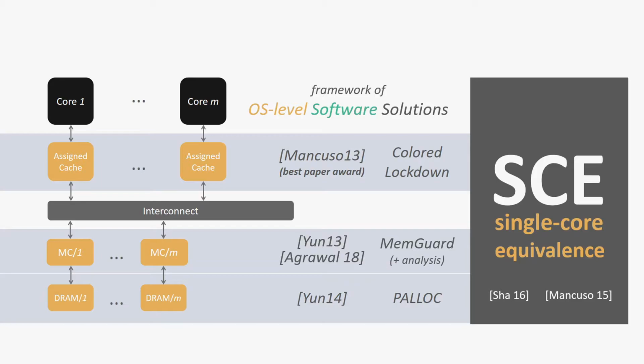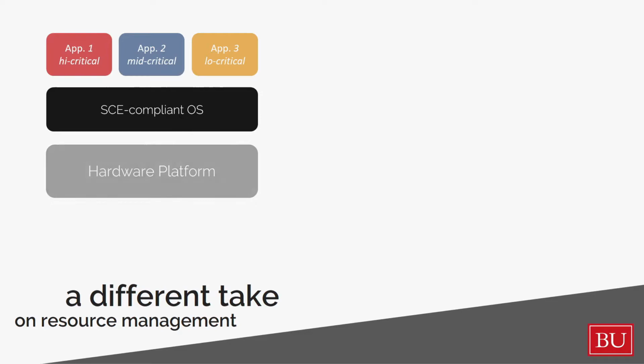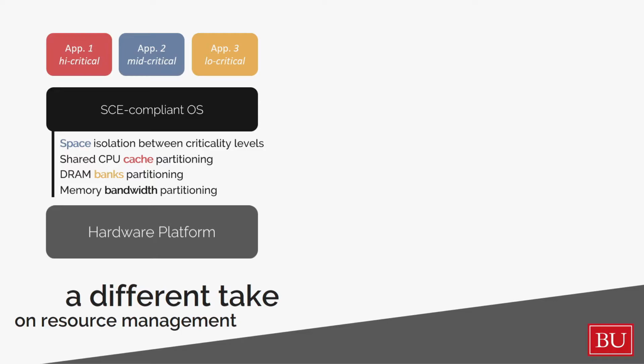So this has been an important milestone in this direction, but now we have actually started to realize that there is a more efficient take from a practical standpoint. Again, the SCE approach proposed to essentially have a full SMP OS handling all the cores in the system and not only performing the typical tasks of an operating system, such as scheduling or inter-process communication, but also enforcing space isolation, and implementing these techniques capable of managing shared hardware resources, such as cache partitioning, as we mentioned before, memory bandwidth partitioning, and DRAM bank partitioning.